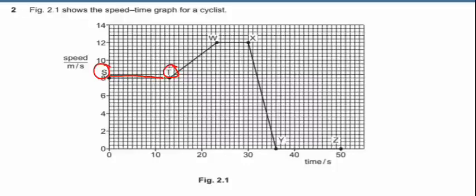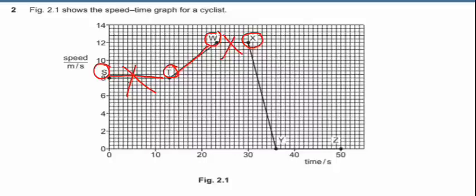Apart from that one, we have T up to W. This one is indicating constant acceleration or uniform acceleration, meaning from T up to W, the cyclist was accelerating because the speed is changing and also the time is changing. Similarly, from W up to X, since this one here is the same as S and T, they are just the same, meaning from W up to X, the cyclist was moving with constant speed.